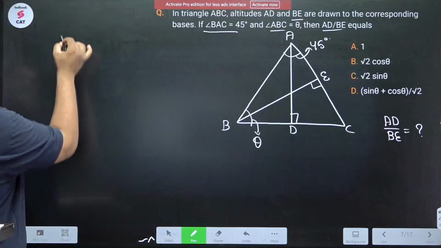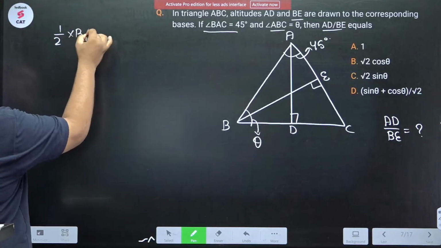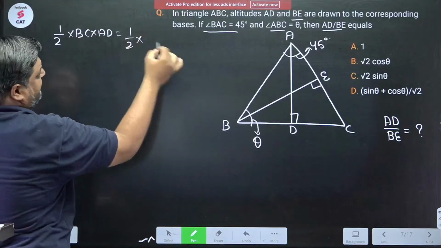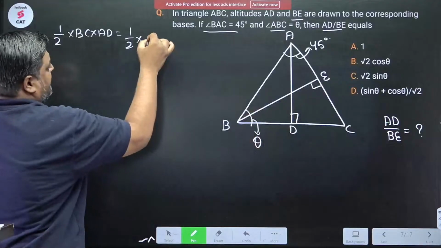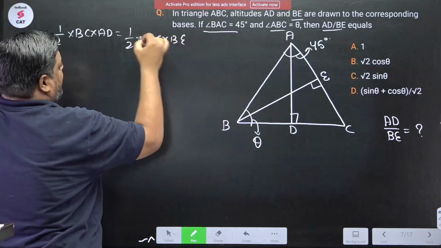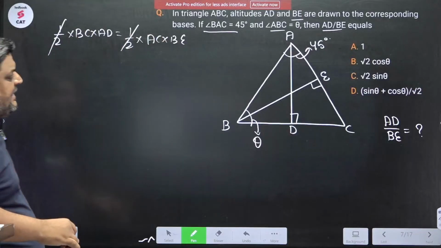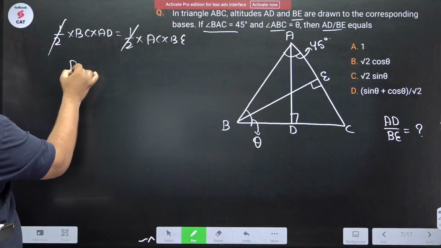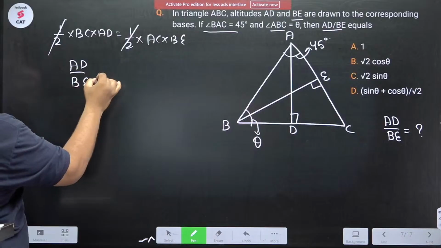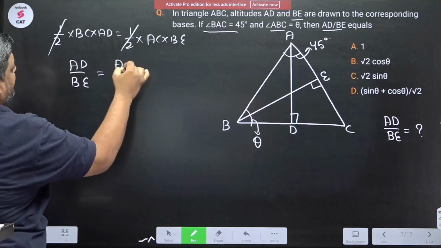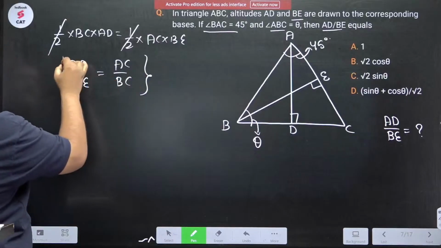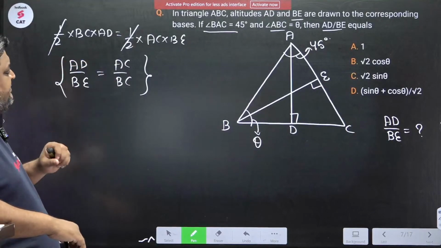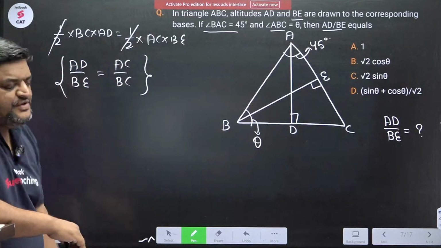Let's write it down. I know that half into BC into AD, this is area of triangle ABC, is equal to half into AC into BE. Half and half cancel out. We are looking for AD upon BE, so this is as good as AC upon BC. Yes or no? They are asking the value of AD upon BE, which is equal to AC upon BC. So if we somehow find the ratio of AC and BC, that would be the answer.